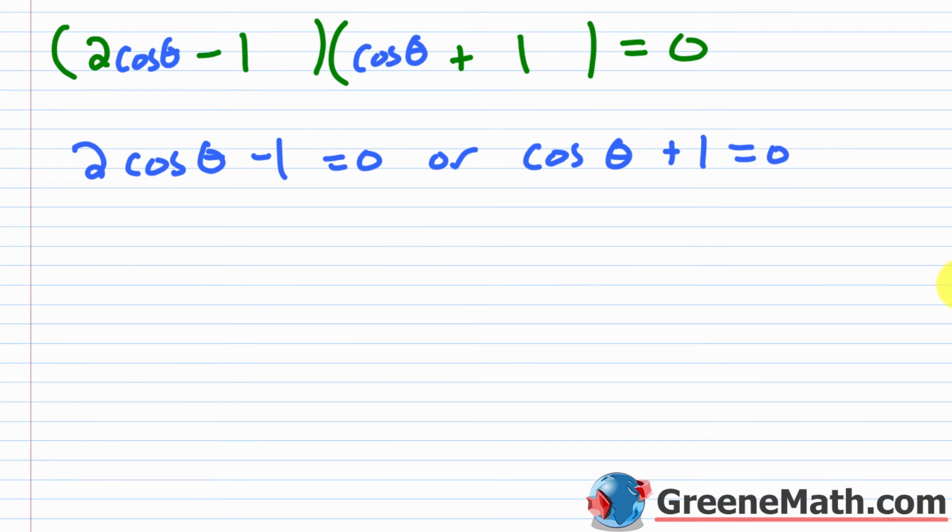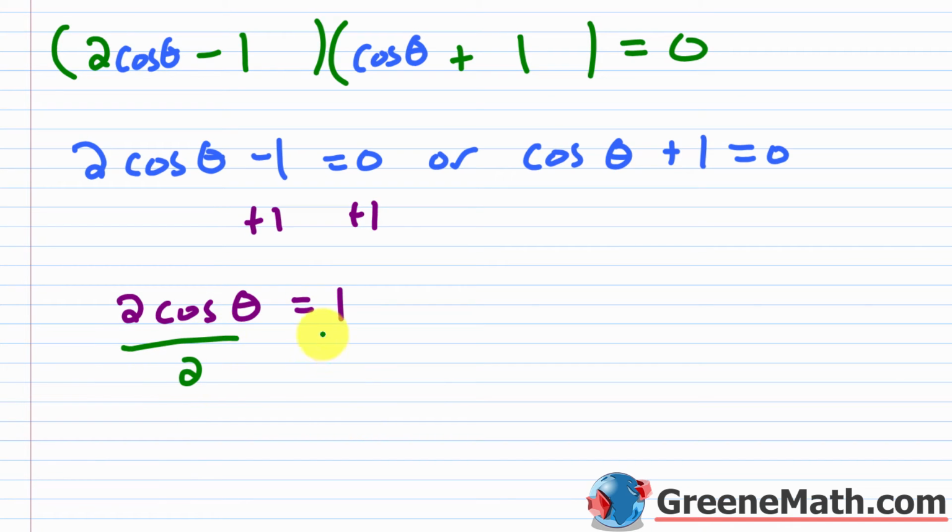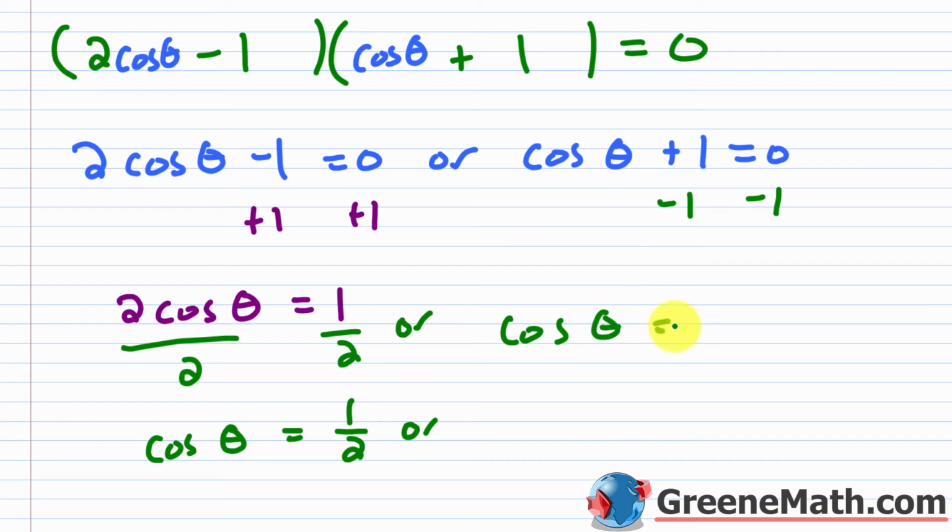Let me scroll down and get a little room going here. So basically, I'm going to add 1 to both sides. And this is going to give me 2 times the cosine of theta is equal to 1. Okay, I'm going to now divide both sides by 2. And I get cosine of theta is equal to 1/2, okay? Over here, I'll put or, and then over here, I'm just going to say minus 1 minus 1. So the cosine of theta is equal to negative 1. So cosine of theta equals negative 1.